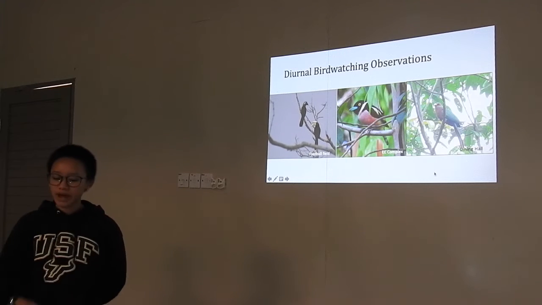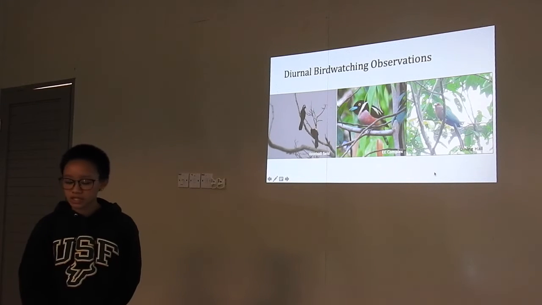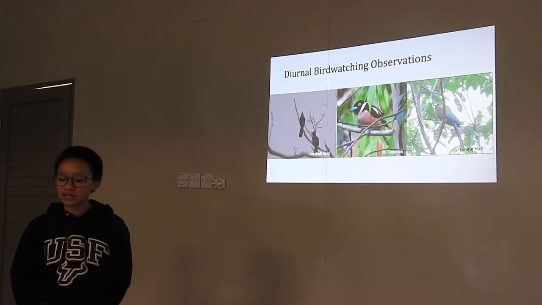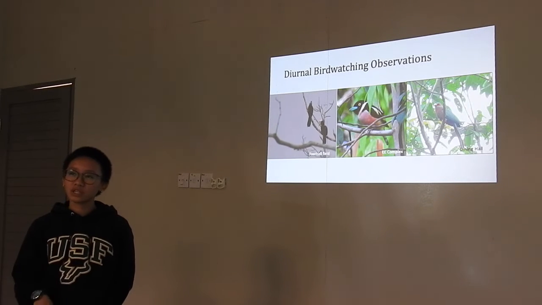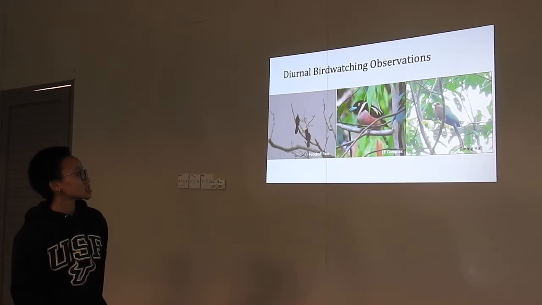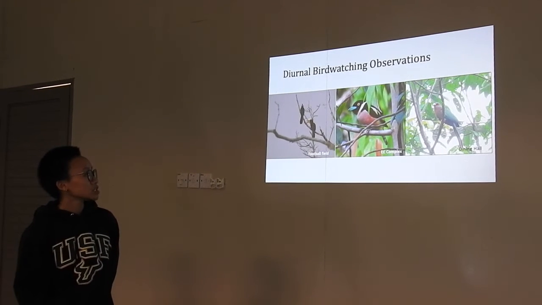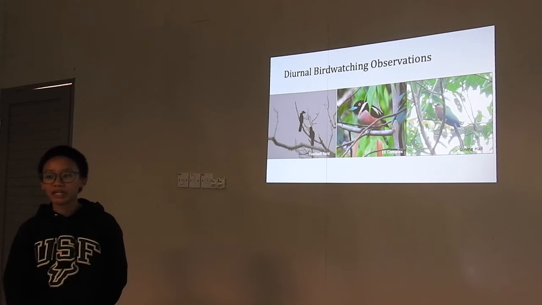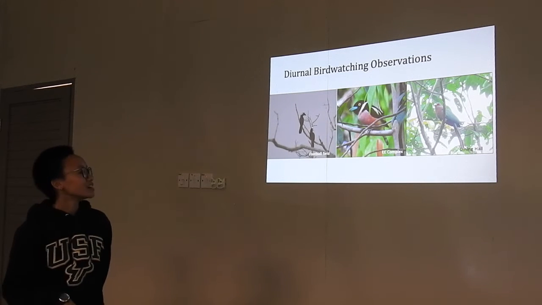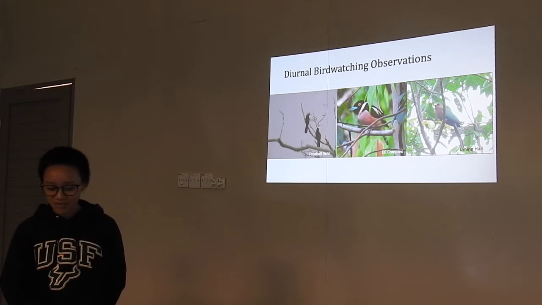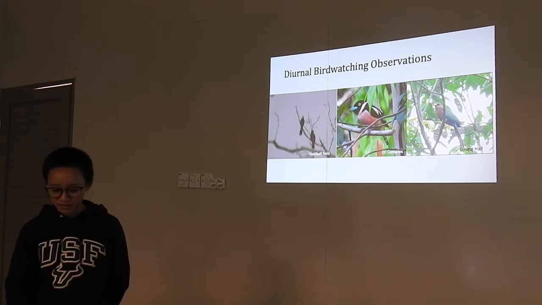So these are the diurnal bird watching observations that usually occur around 6 or 6:30 in the morning to 7:30 or 8 in the morning. And yeah, just two black hornbills. And then I took this photo of the black-and-yellow broadbill with Typhoon. The malkoha was taken by Typhoon with my camera. Wow.